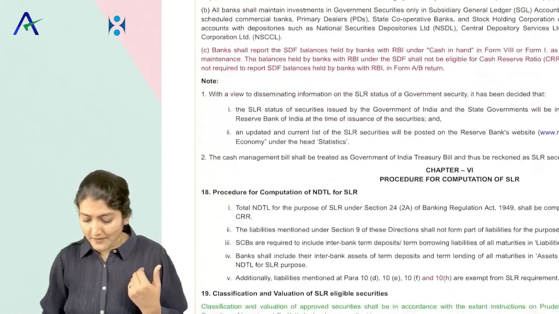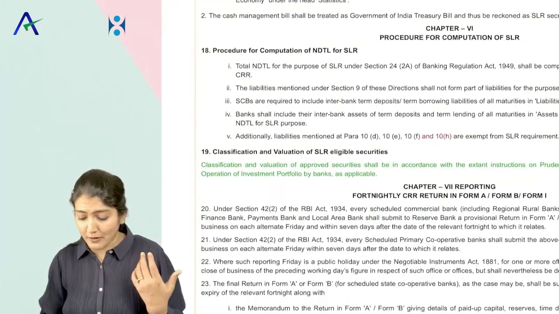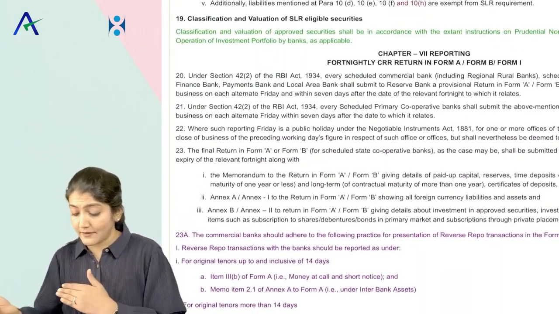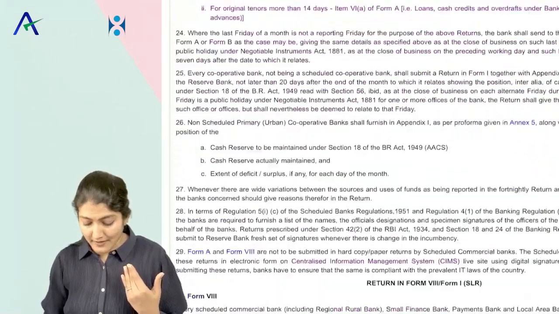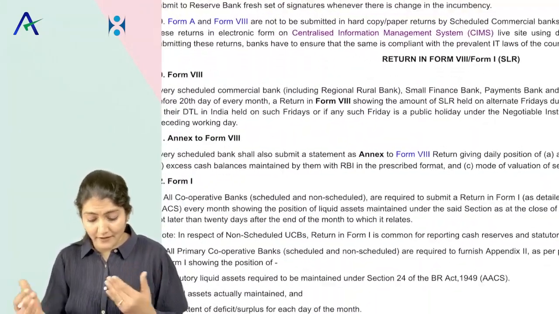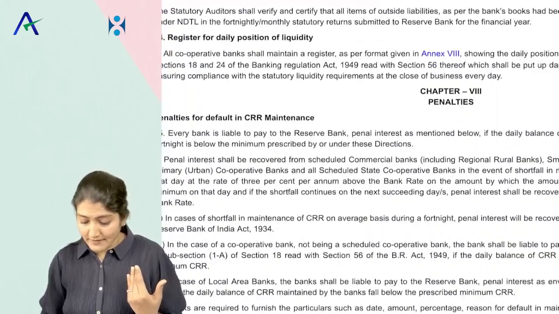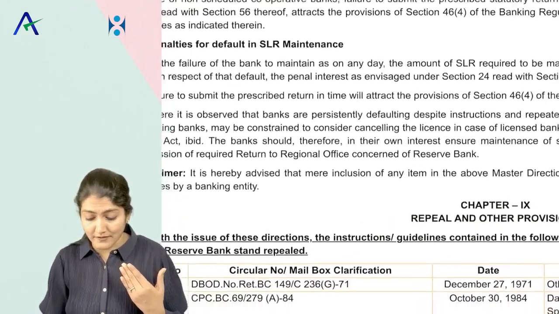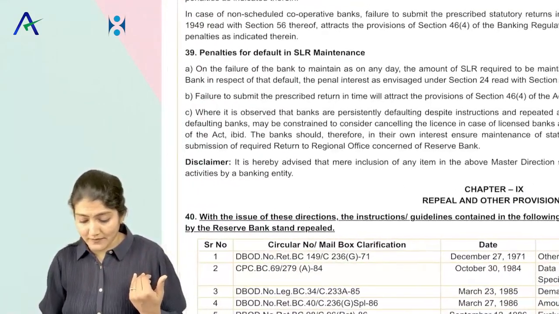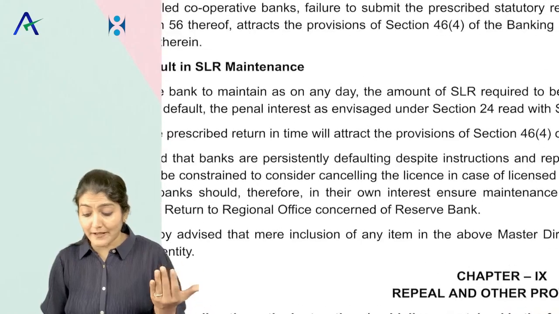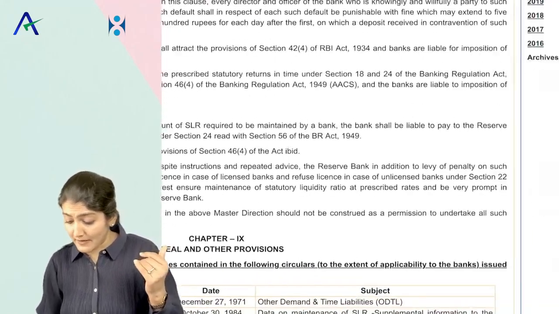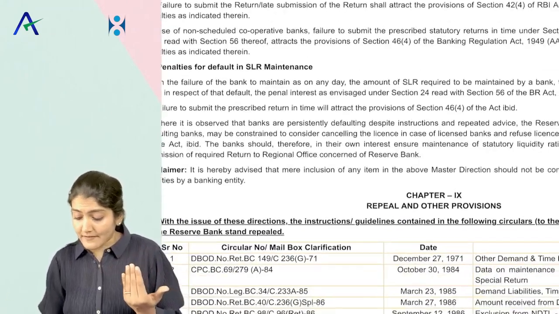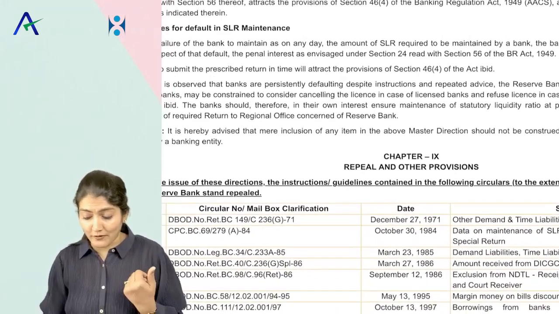And then for the primary district cooperative bank, the procedure for computation of the SLR, then the fortnightly CRR return in Form A, Form B, and Form I. The return in Form 8 is for the SLR requirement. Then after that, the penalties for default in the CRR maintenance and penalties for default in the SLR maintenance. What is the penalty on the failure by the bank to maintain as on any day the amount of the SLR? The bank shall be liable to pay to the RBI in respect of the default the interest as envisaged under Section 24 of the BR Act.